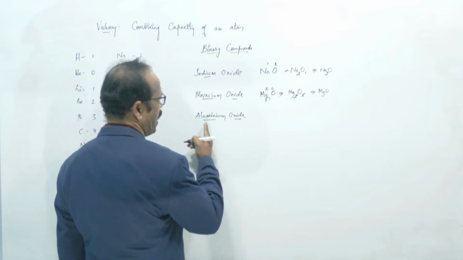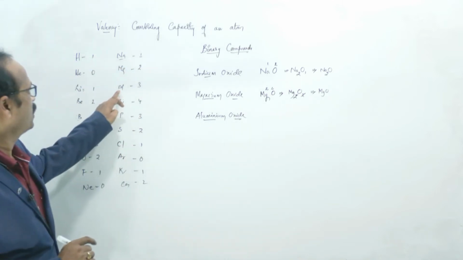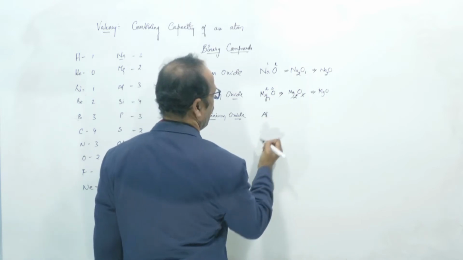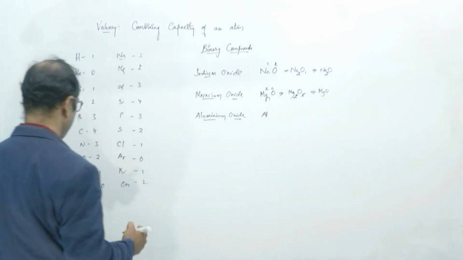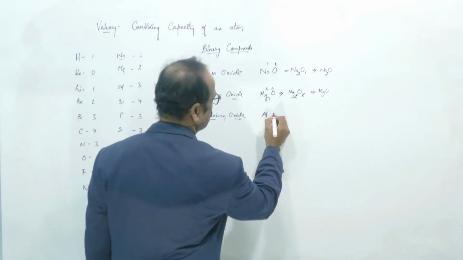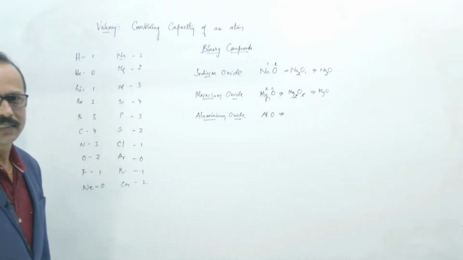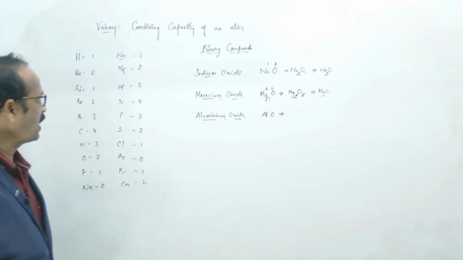Aluminum oxide. Aluminum symbol is what? Al. Okay. So I'm writing the Al. And oxygen. First we write the element symbols. So first write the element symbols. Second step is what? Note down their valences.